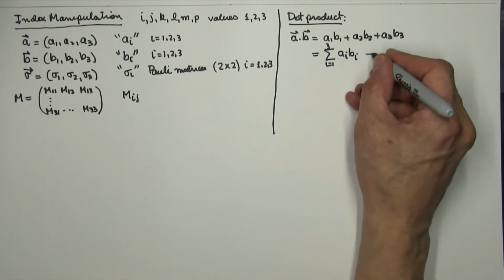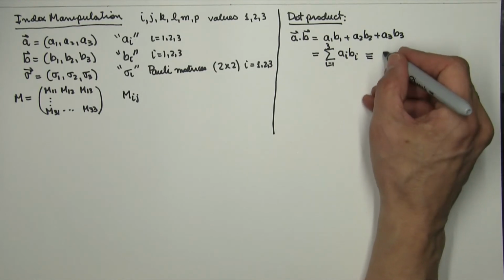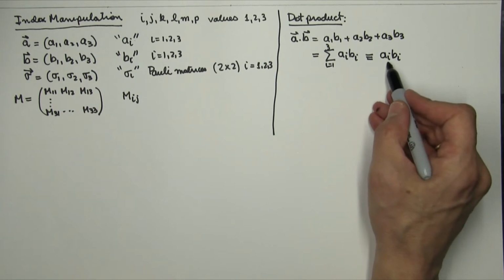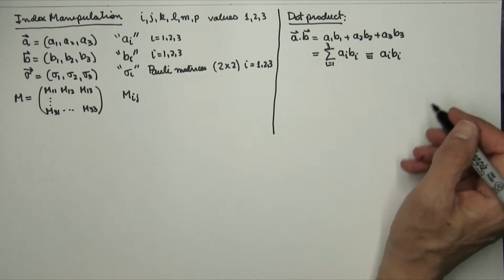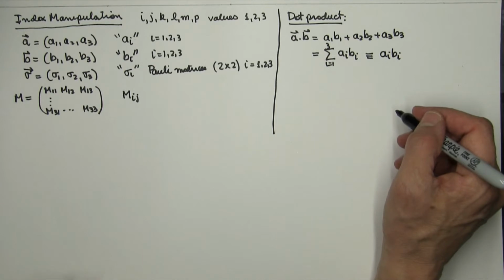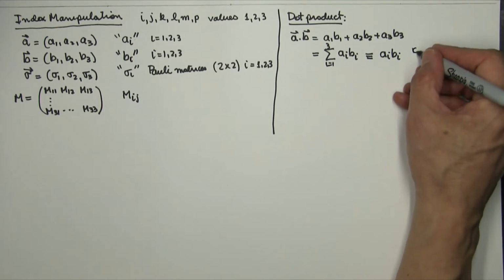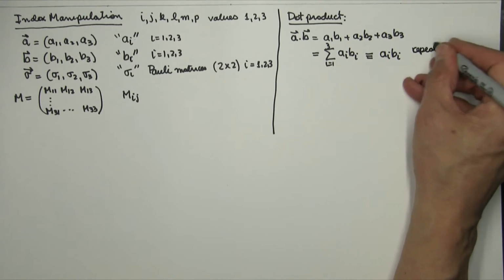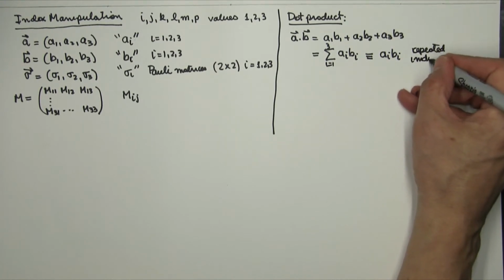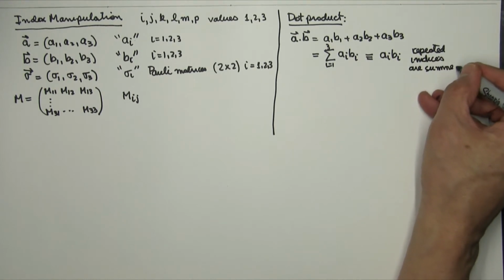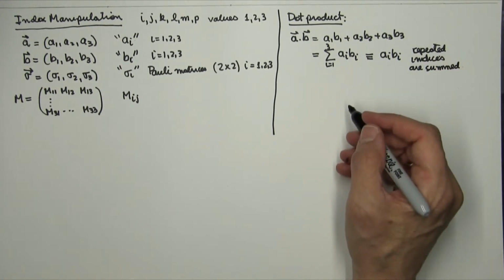So we actually don't write the sum. We just write A_i B_i, and because there's a repeated index, we say that they are supposed to be summed. That's a convention for working that was apparently suggested by Einstein. So repeated indices are summed over the three values that you can have.